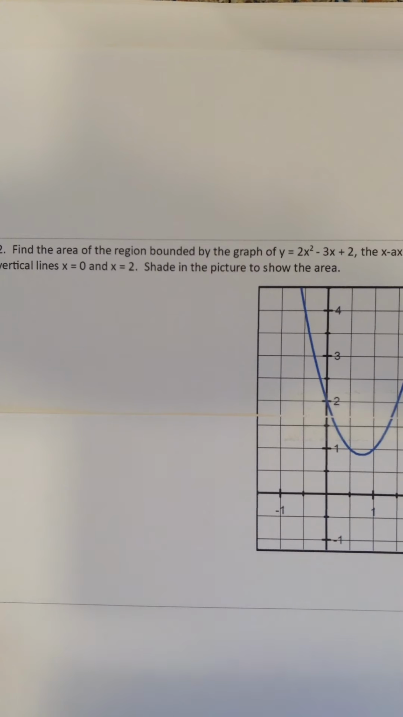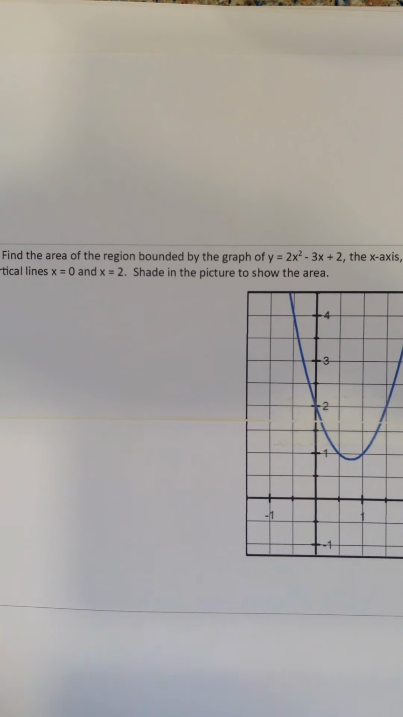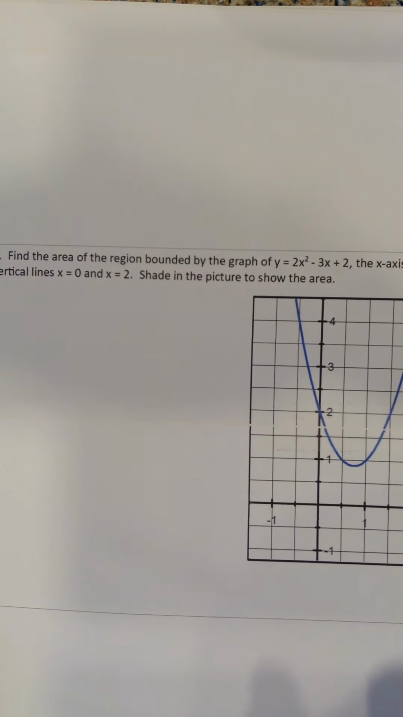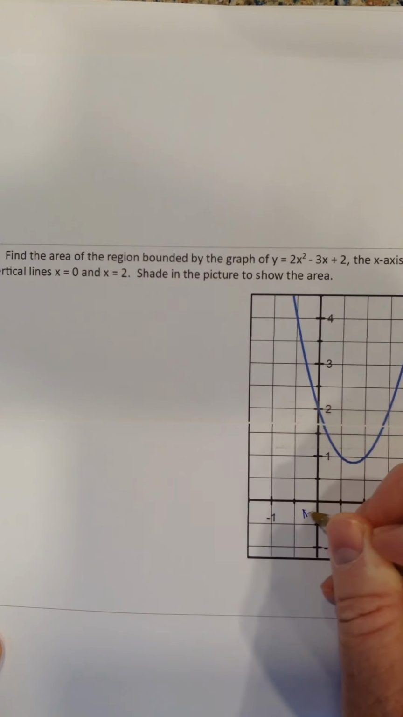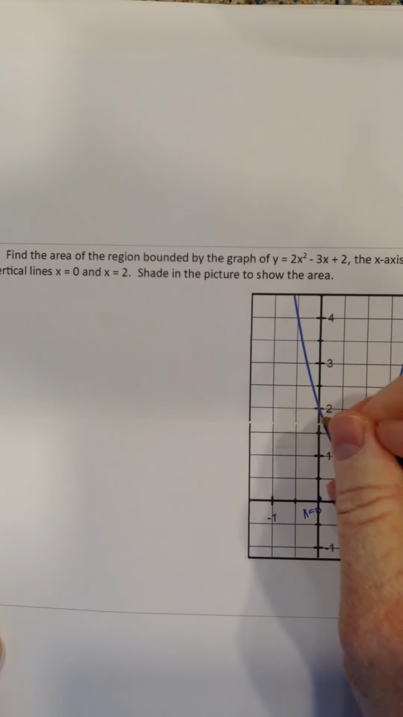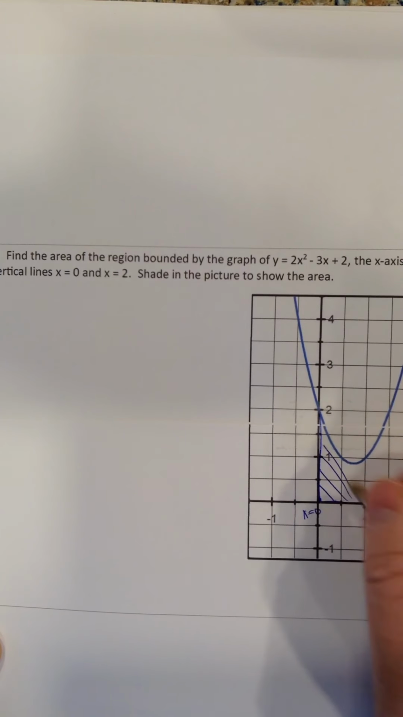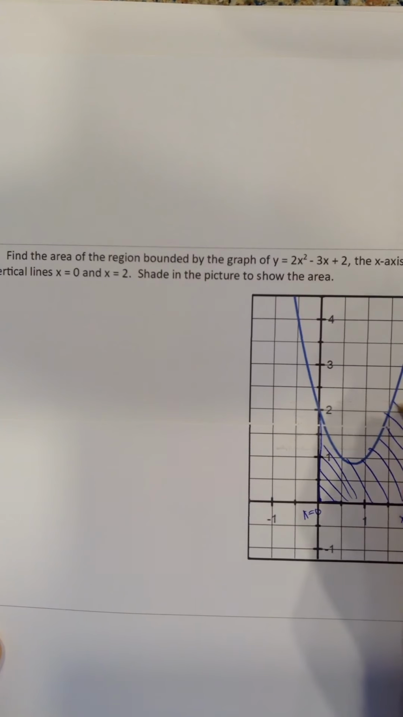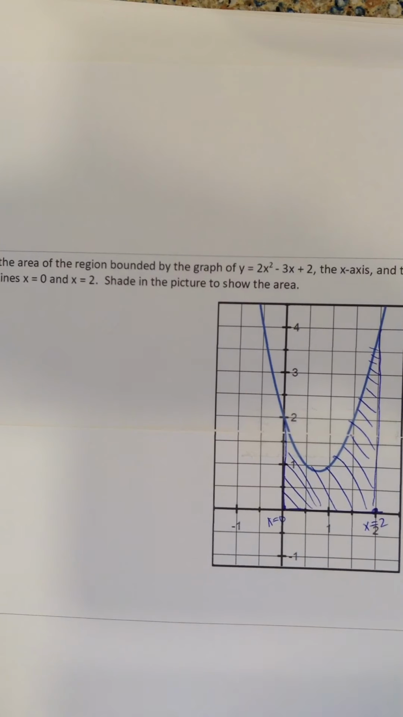Okay. Number 2 is a little more wordy. It says find the area of the region bounded by the graph of y equals 2x squared minus 3x plus 2, the x-axis, and the vertical lines x equals 0 and x equals 2. So x equals 0 is right here, x equals 2 is right here. So I'm going to draw in some lines and the x-axis, right? So I'm going to just draw some hash marks to show what I'm finding the area of. You can see that if I slide the paper over a little bit there.